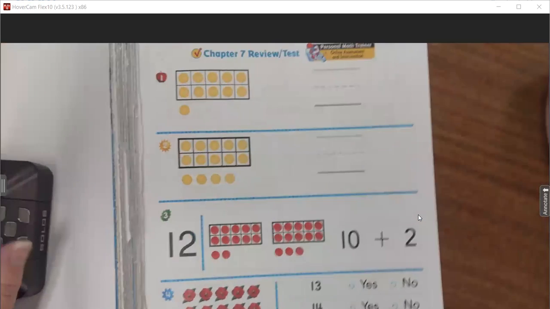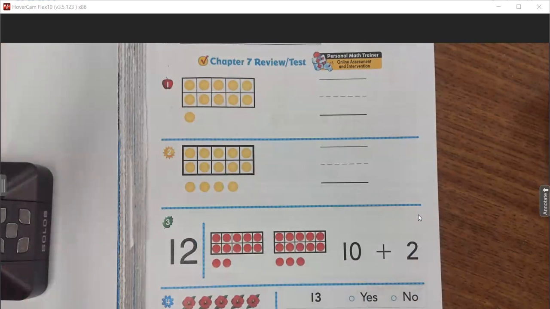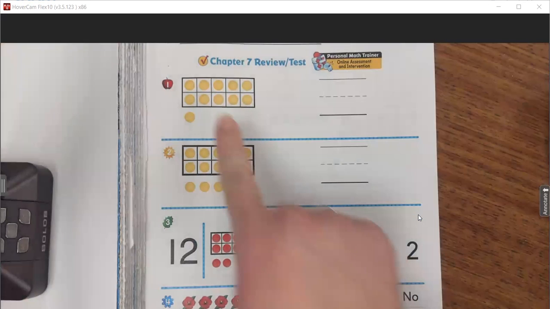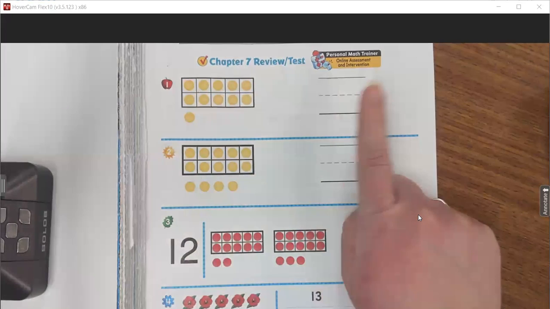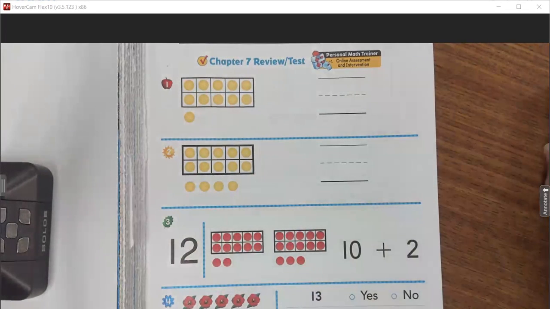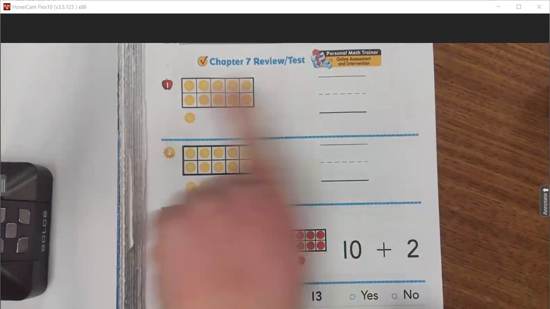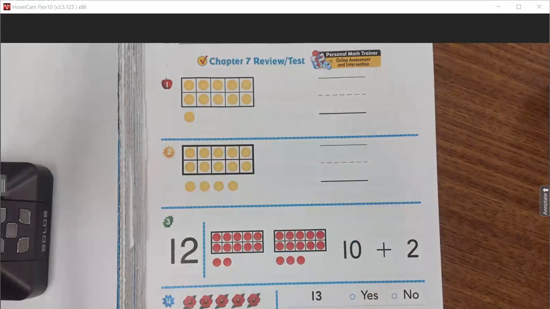All right, trying to get the camera view right here. Okay. All right, so number 1, you're going to show me how many counters there are and write it on the line. Count how many yellow circles there are and write it on the line.